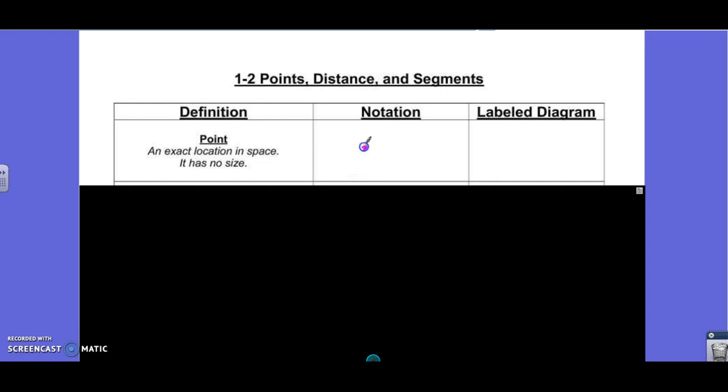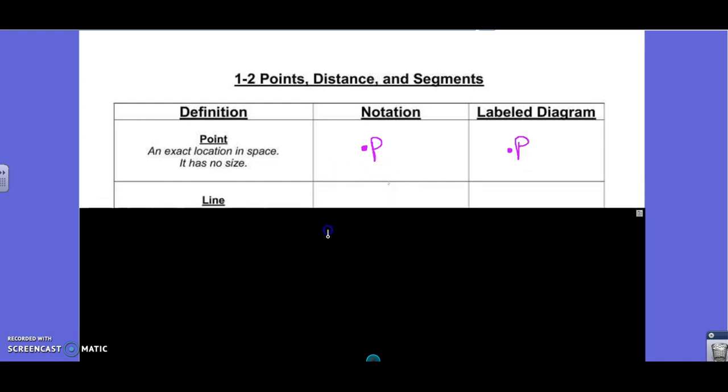So the notation, you're going to see there's going to be a little dot, and a capital letter will usually name those points. So there's the notation, and actually the diagram is going to be the same thing. So if you were to plot a point on a graph or on a diagram, that's what it'll look like. And obviously it can be named anything, not necessarily P.